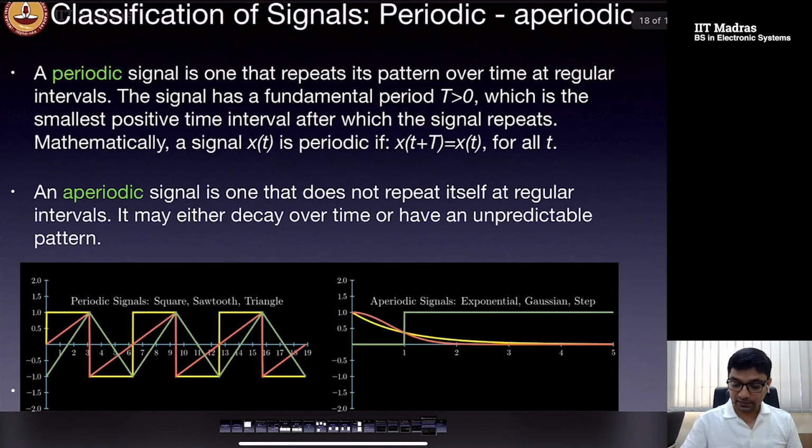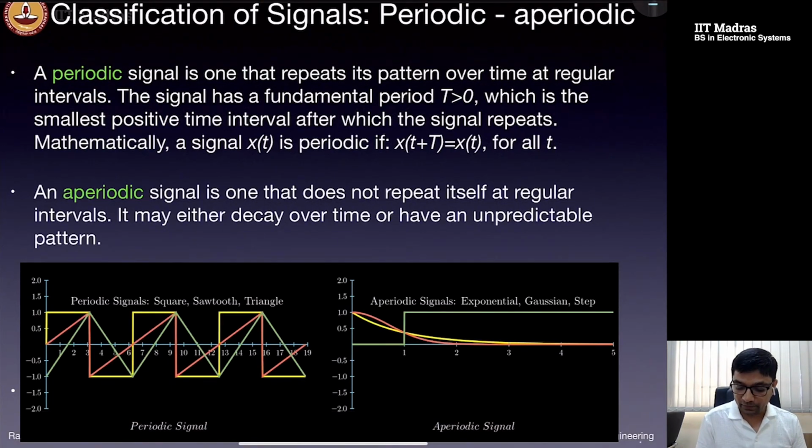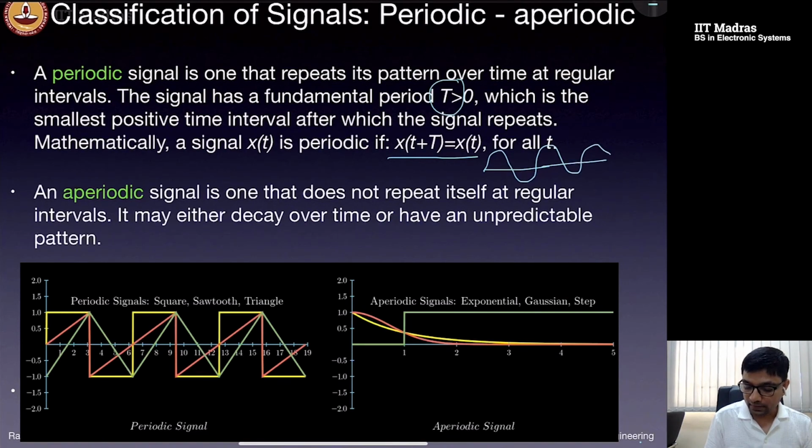Mathematically, I'll just say that the signal should repeat after every period T, like a sine wave. It will repeat itself after every 180 degrees or 2 pi radians, so to speak. An aperiodic signal does not really repeat itself after any regular intervals. It may either decay or have some kind of unpredictable behavior. Could be any of the signals like this, or any combination of these.